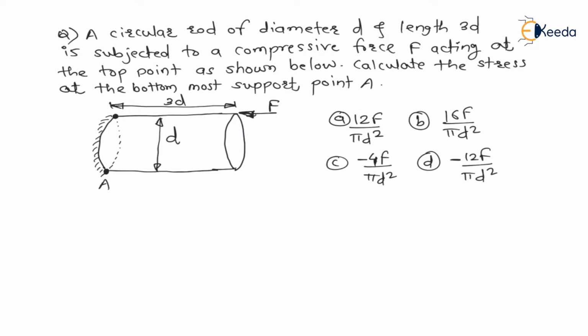Now see here, the force F is not passing through the axis. This is the axis of the component, and through this axis the force is not passing. It is at the topmost point. This much distance will be the radius, that is diameter by 2, d by 2. That means the force is eccentric here, so along with direct compression there will be bending stress also.